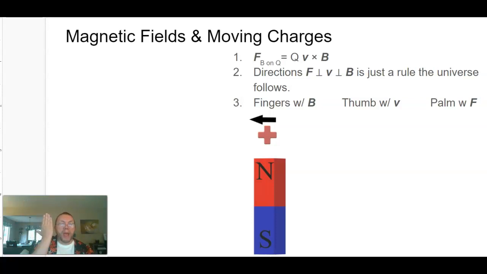So when we have it like this, the charge is moving this way, the magnetic field is up, charge this way, force this way. So the force this way means that as this charge moves, there's a force pushing it this way, and it would come out of the screen.